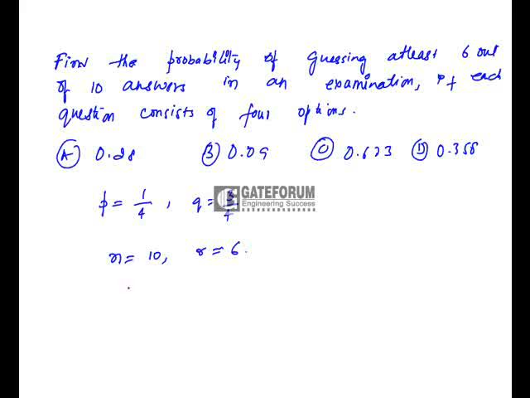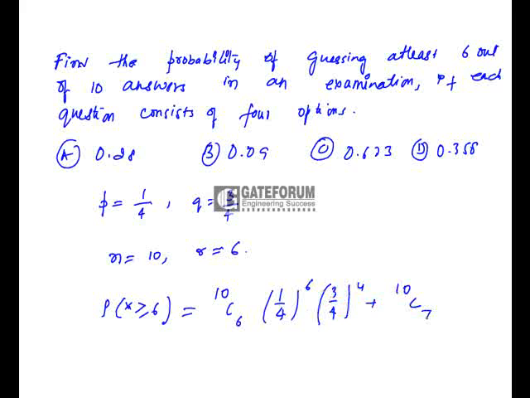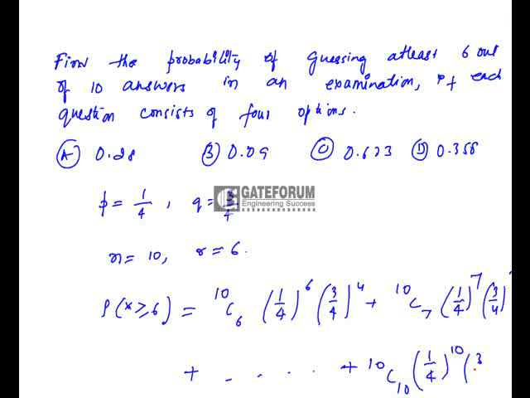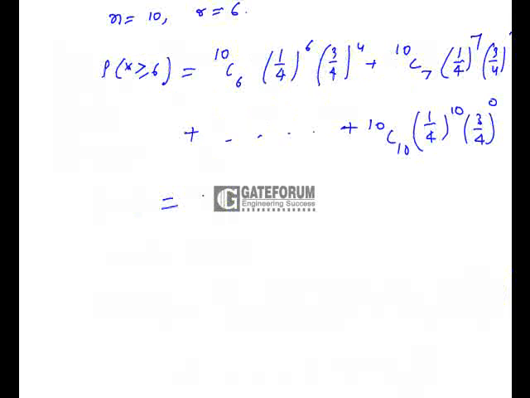Exactly 6 or more. So we have to check P of X greater than or equal to 6, which is 10C6 into (1/4)^6 into (3/4)^4, plus 10C7 into (1/4)^7 into (3/4)^3, plus similarly 10C8, 10C9 and 10C10 into (1/4)^10 into (3/4)^0. If I simplify, the value will be 0.09, which is option B.